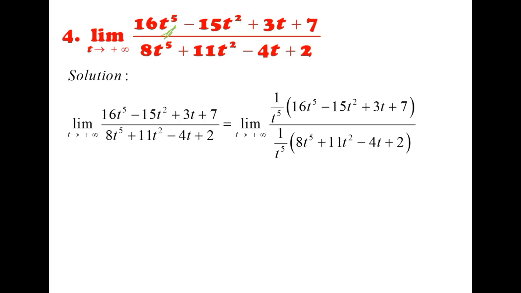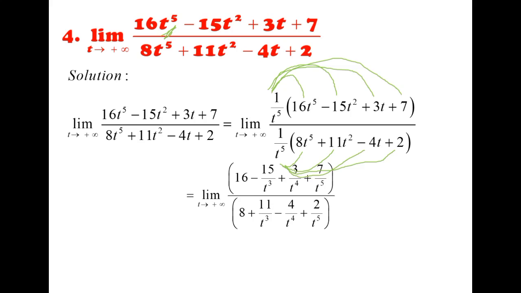Through that, we are going to distribute that 1 over t raised to 5 to 16t raised to 5, then negative 15t squared, plus 3t, and then plus 7, and the same as well in the denominator. In the distribution property, each operation is multiplication, so we multiply everything there. So we now have 16t to the 5 times 1 over t to the 5, which is 16.